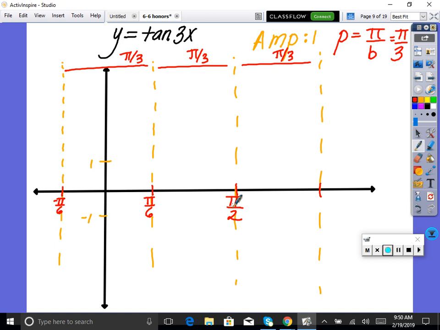Now, how am I going to get this point? Take a half and add it to a third. Math, enter, enter. We get 5 pi 6. So this is 5 pi 6. You guys see how I'm adding 1/3 to 1/2?